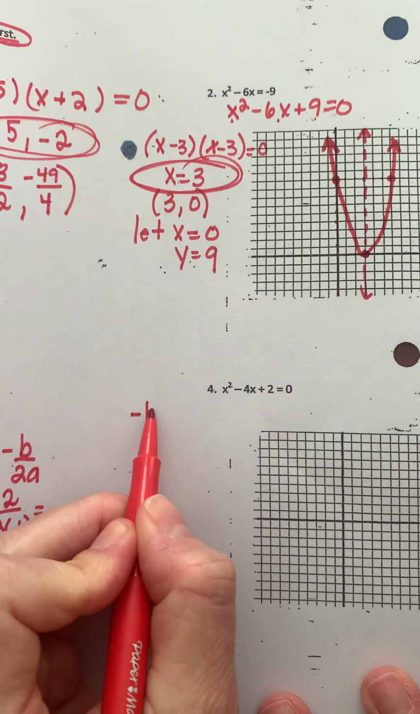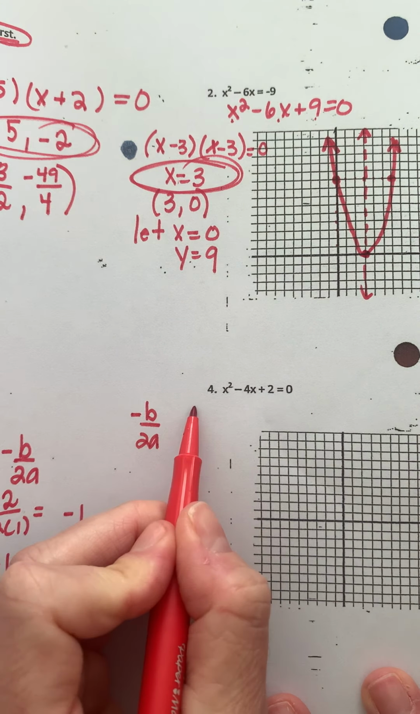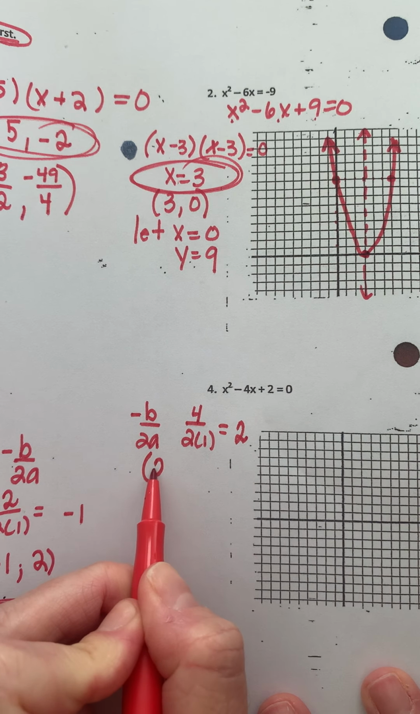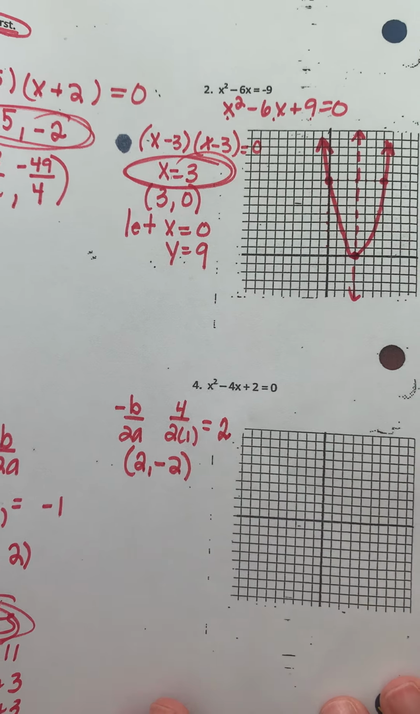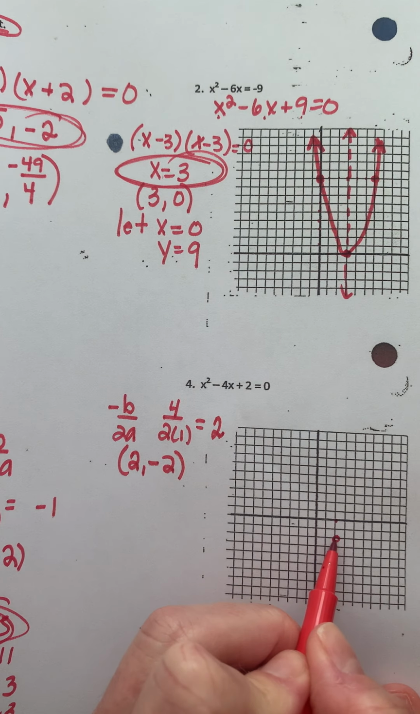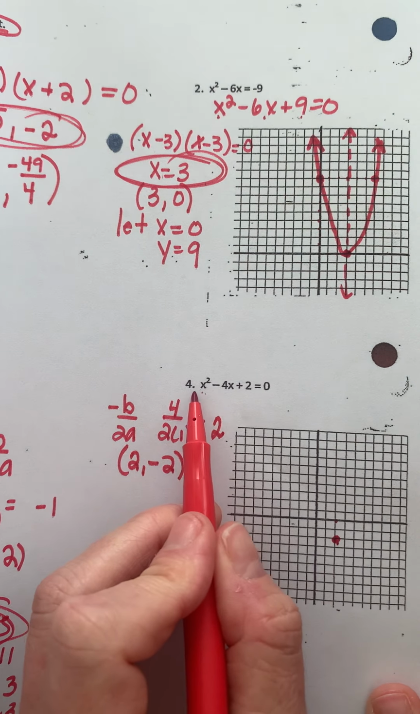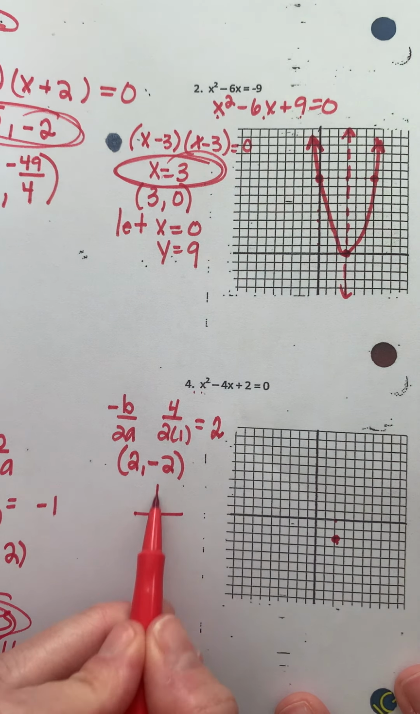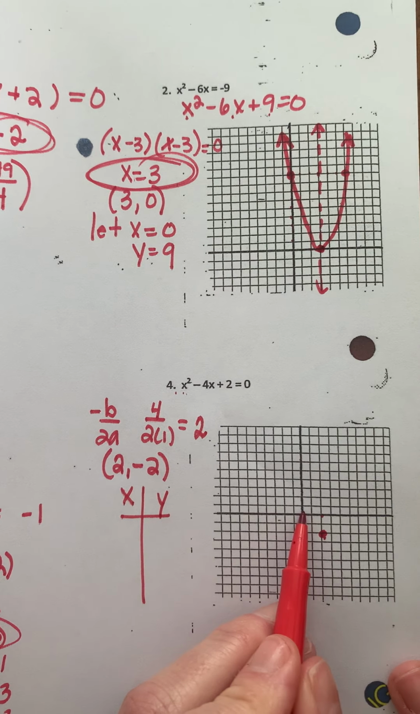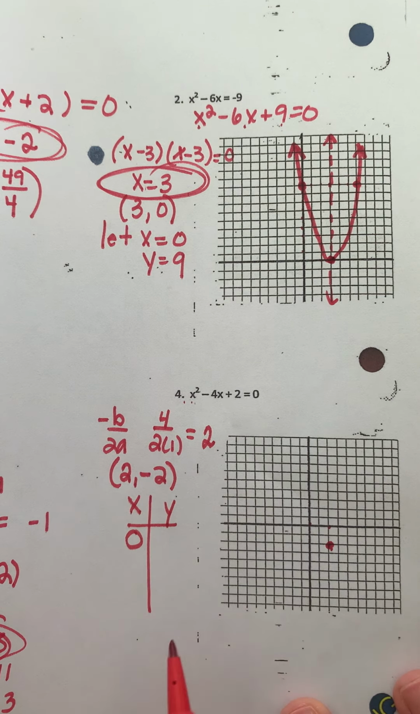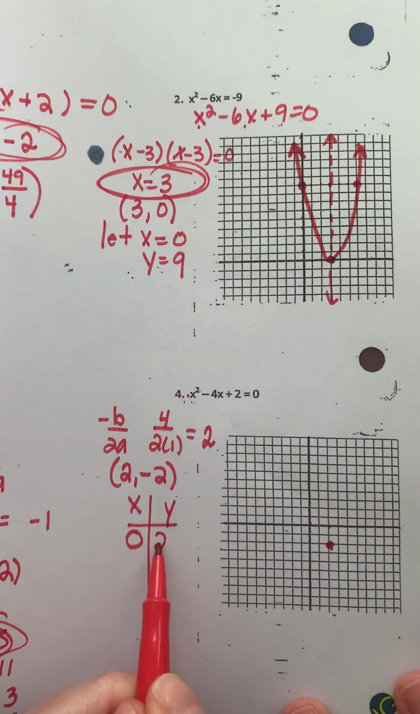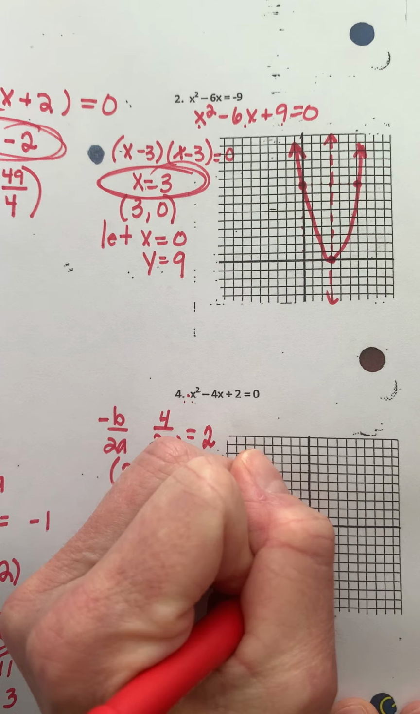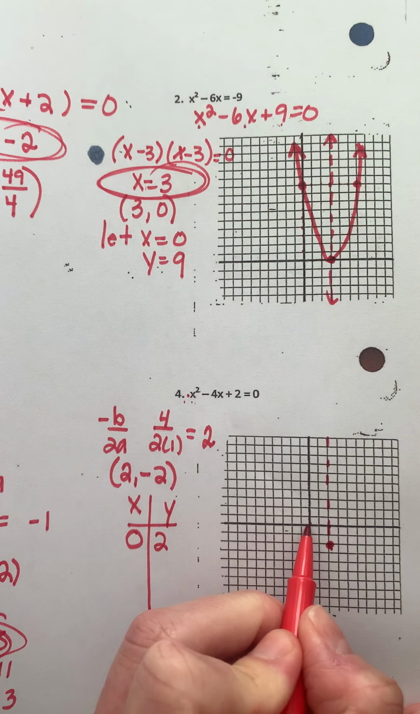So let's find the vertex. Negative b over 2a. So it'd be 4 over 2 times 1. So you get x is 2. Save time. I'm just going to tell you it's (2, -2). So here's your vertex. It's opening up because this is positive. So it is going to cross. So this is where you have to just start plugging in stuff. I'm going to start easy and plug in a 0. If you plug in a 0, you get 2. So we can do this, right? So (0, 2).